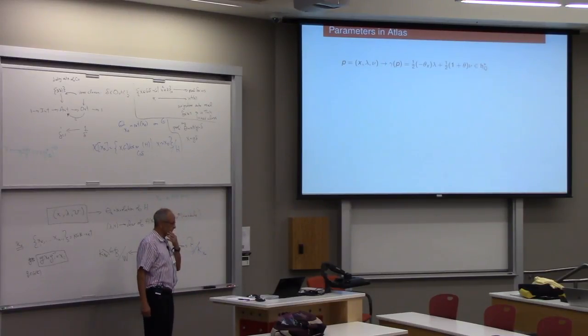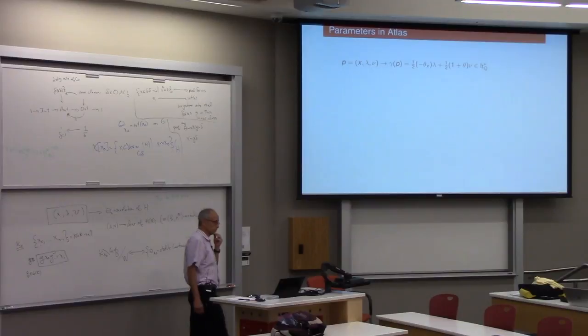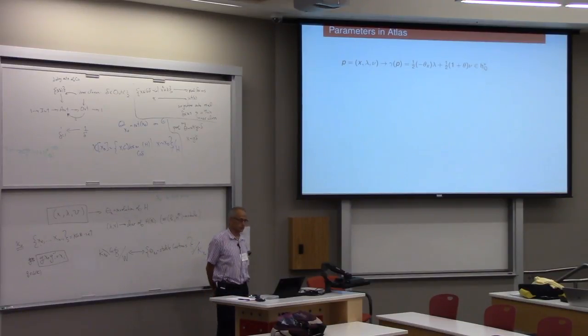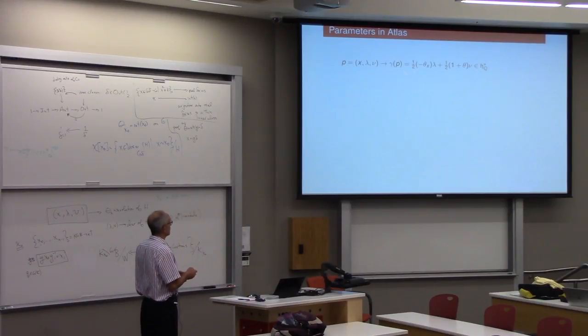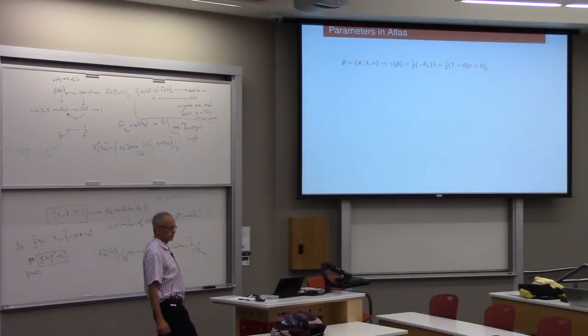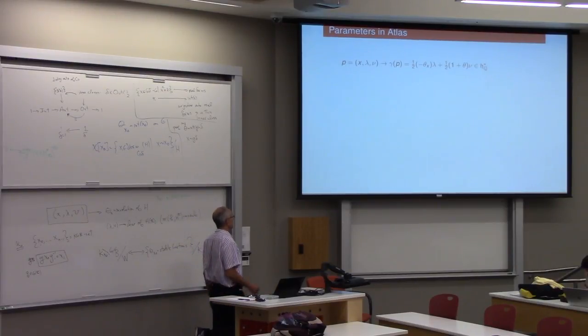All right, so we have our parameter, x lambda nu. And associated to the parameter is a very important invariant, which we always call gamma. Which is, there's a 1 missing here, 1 half (1 minus theta) times lambda plus 1 half (1 plus theta) times nu. And this is an element of the rational dual of this Lie algebra. And it's well defined on these quotients. Lambda is really only defined up to something, but when you take 1 minus theta lambda, that's well defined.